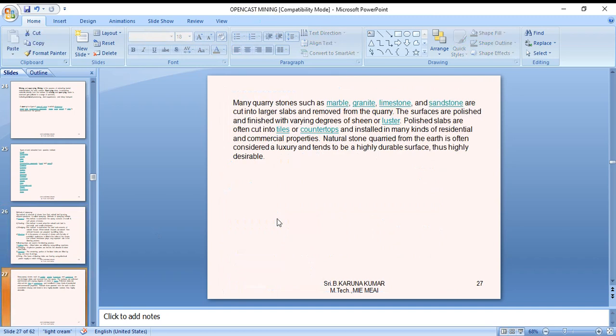And one more: many quarry stones such as marble, granite, limestone, and sandstone are cut into large slabs and removed from the quarry. The surfaces are polished and finished with varying degrees of luster, you can say. Polished slabs are often cut into tiles or countertops and installed in many kinds of residential and commercial properties. Natural stone quarried from the earth is often considered a luxury and tends to be a highly durable surface, highly desirable.